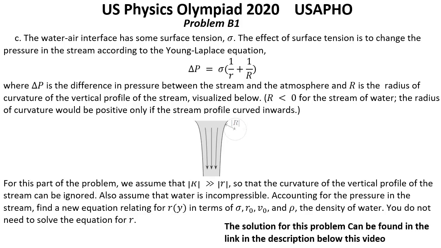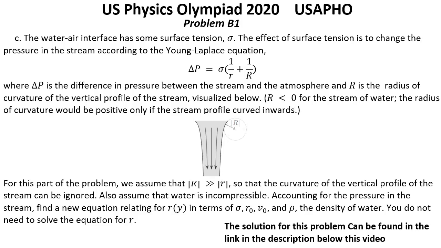R is less than 0 for the stream of water. The radius of curvature would be positive only if the stream profile curved inwards. For this part of the problem, we assume that the absolute value of big R is much greater than the absolute value of small r, so that the curvature of the vertical profile of the stream can be ignored. Also assume that water is incompressible.